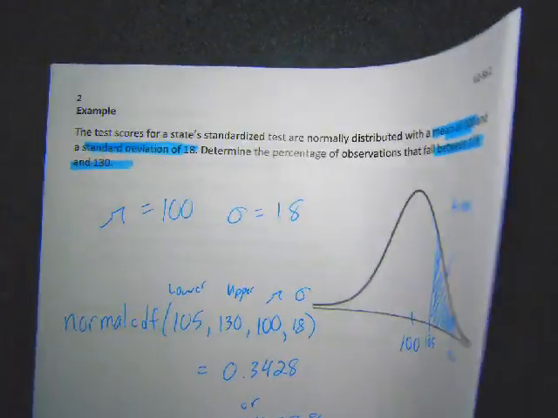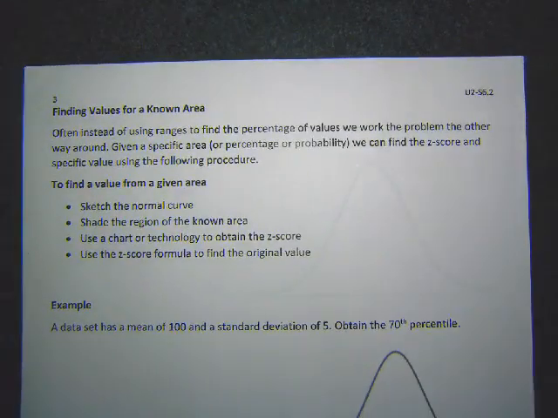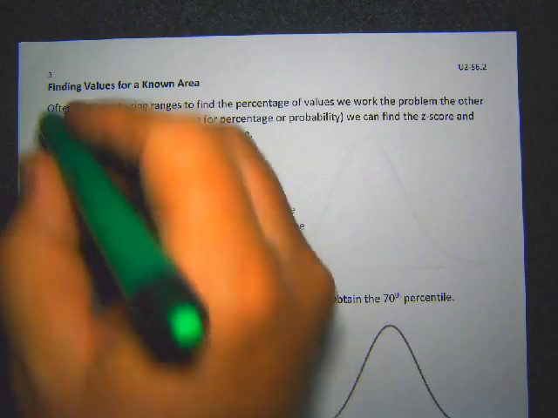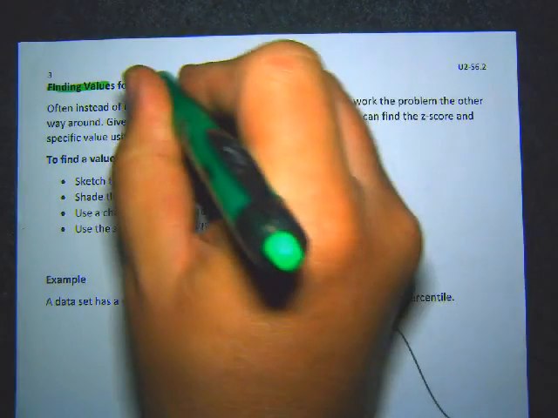Okay, next page. So this is where we turn around and we go the other direction. So far, they've been giving us z-scores, values, and then asking for the range between or the range to one side, left or right. Now we're going to go the other way, so they're going to give us the area and ask us to find the values. So this is going backwards now. So I'll change colors just to show that this is going backwards. So now we're finding values because we know the area.